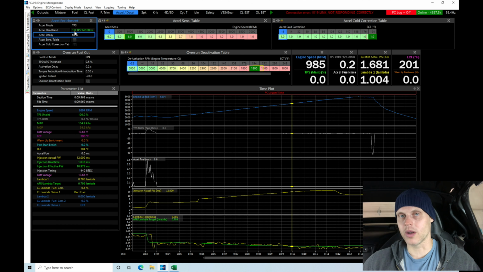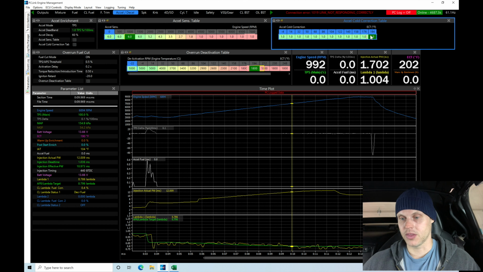Now, the way this is going to work, it's going to take a look. If we've exceeded 1% per 100 milliseconds, it'll take a look at the Accel sensitivity table and the Accel cold correction. We put a value of 1.0 in the table here. This is normally used as a modifier or multiplier when the engine is cold, because we have a wall wetting effect. We talked about that on the cold start. This will multiply it, have a higher output when we're giving throttle changes, because we will find that the engine's going to have poor transient driving.